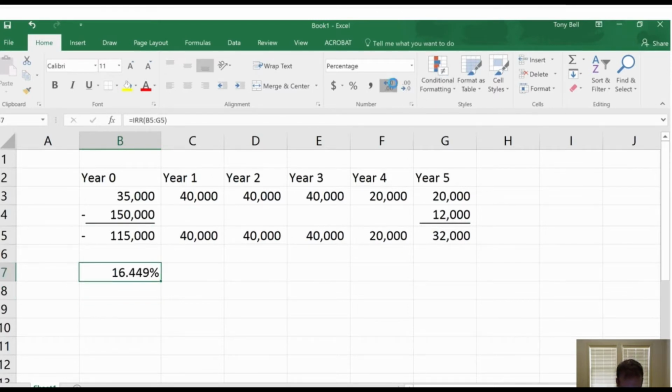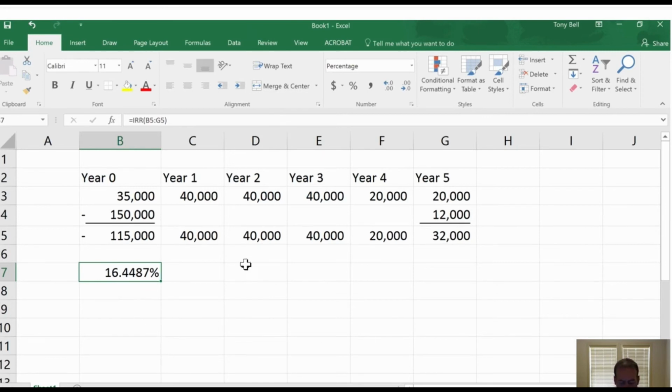Now let's see, I'm going to get some more decimals. 16.4487%. So that is the discount rate at which the net present value would be 0. In other words, our cost of capital was only 12%. Obviously, an internal rate of return being 16% means this is a good investment. It returns more than the cost of capital. That's really what we're looking at here. So this would be a worthy investment to make, and we reach much the same conclusion as we did under net present value.